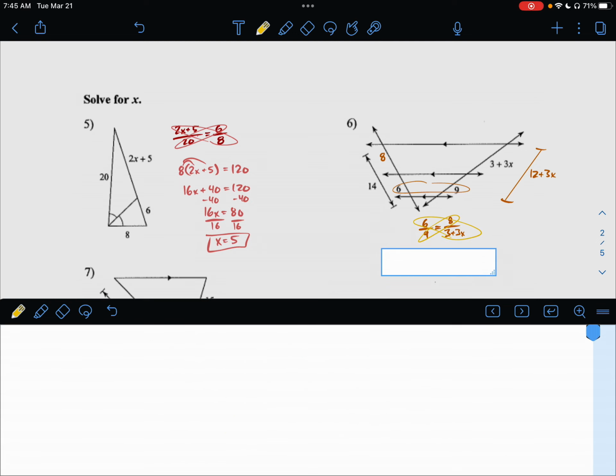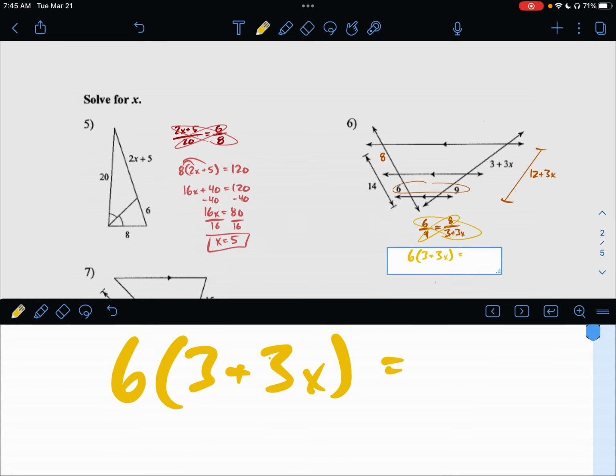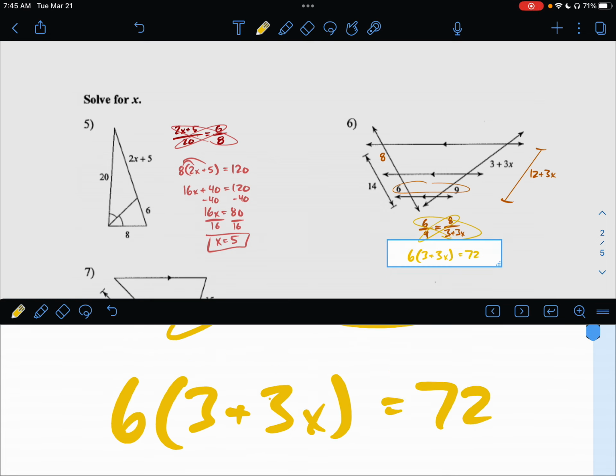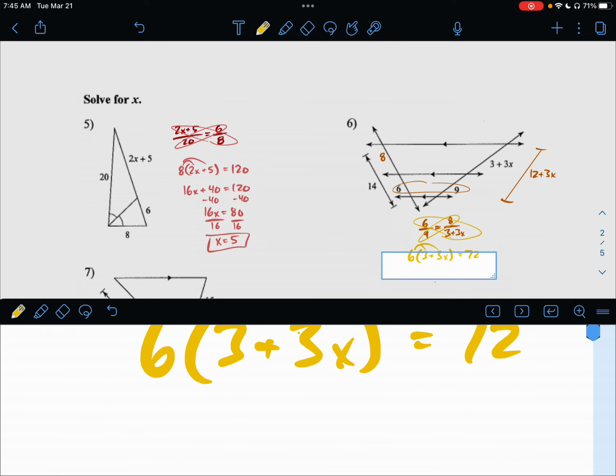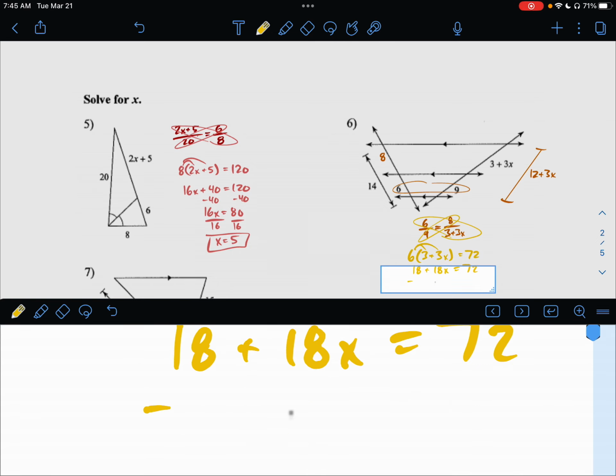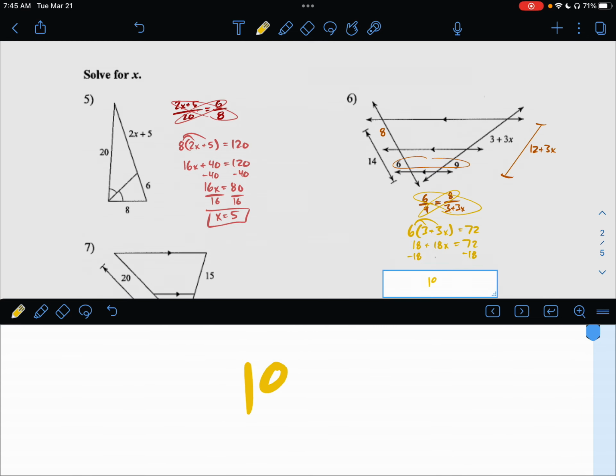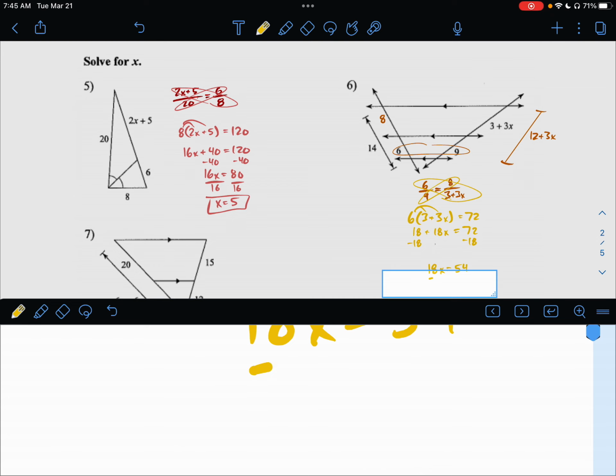So I have the 6 times that 3 plus 3x is going to equal 8 times 9 is 72. Distribute out this 6. So I have 18 plus 18x equals 72. Subtract 18 from both sides. I have 18x equals 54. Divide both sides by 18.